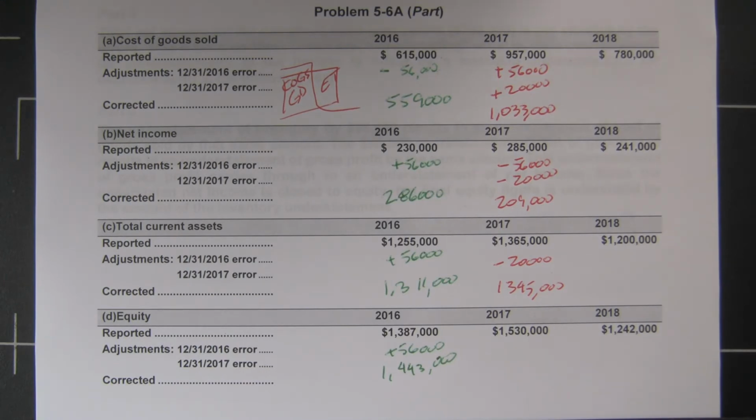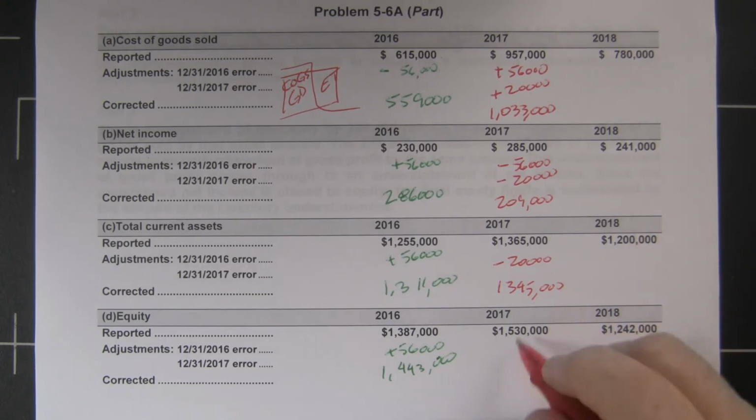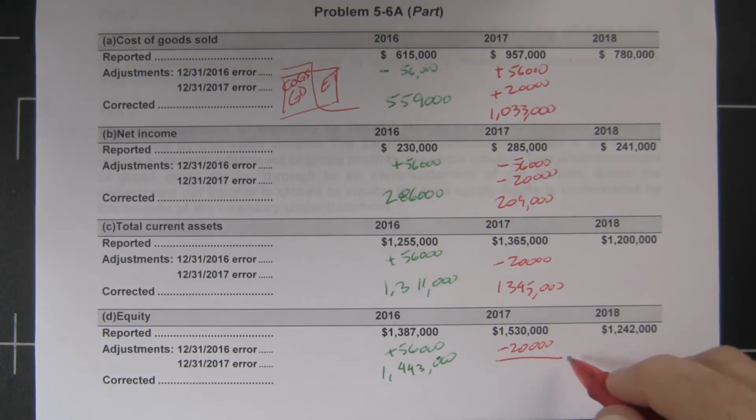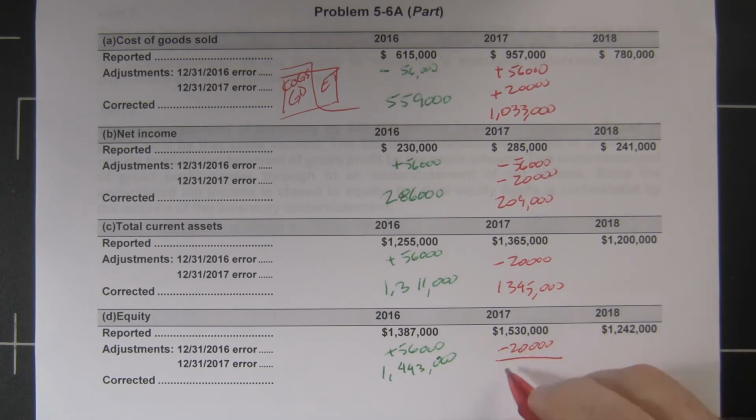And just like I said before, equity is the slop bucket. That's where it all goes. We have to reduce the equity by the $20,000 in fictional inventory. This inventory doesn't exist. We made it up. The stock boy was out smoking dope before he counted the inventory. It doesn't exist. We have to reduce our ending equity by that $20,000 of made up inventory.